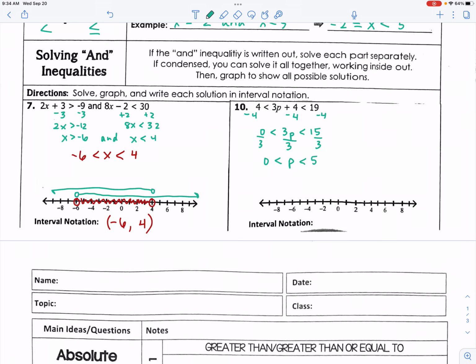So we automatically get it in that sandwich. It's a lot easier to actually graph when it's in this form. I can see my endpoints 0 and 5, which we don't include because they're less than, not less than or equal to. And then we shade in between. For my interval notation, again, we use those two endpoints. And they're open circles, so we have parentheses on both of those.